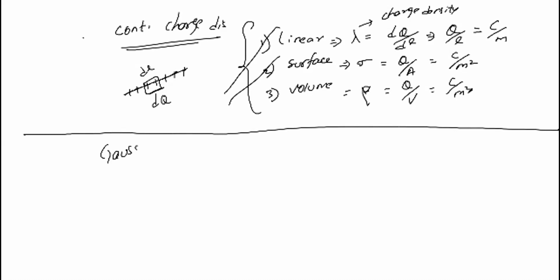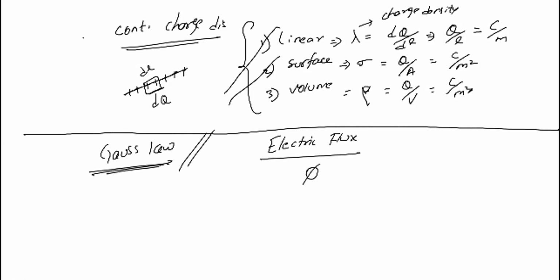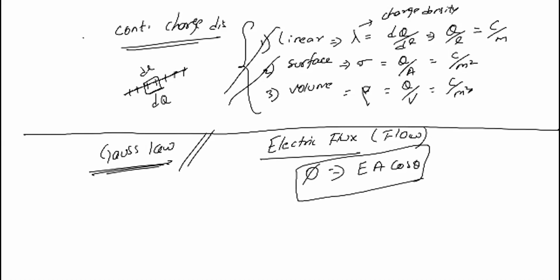So before going to the Gauss law, we'll try to understand electric flux. The flux symbol is phi. Remember, flux is but flow. If you find flux difficult to understand, remember flux as flow. So phi is equal to EA cos theta. Flux phi is nothing but your EA cos theta. We'll see how this comes. Have you noted this down?